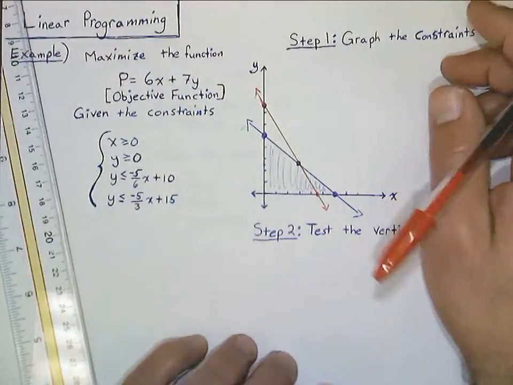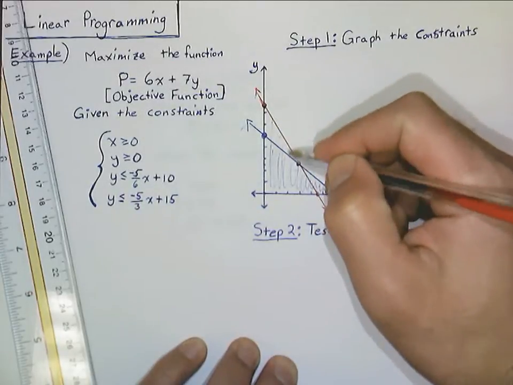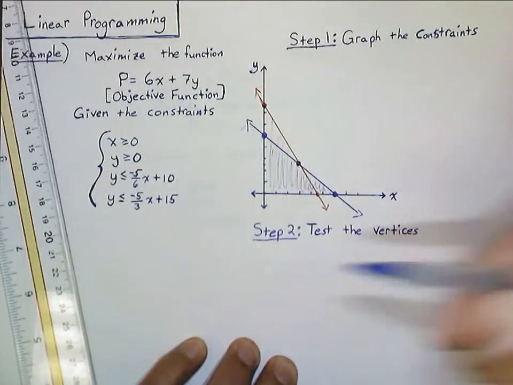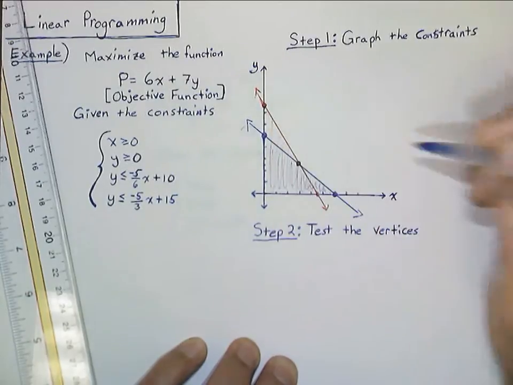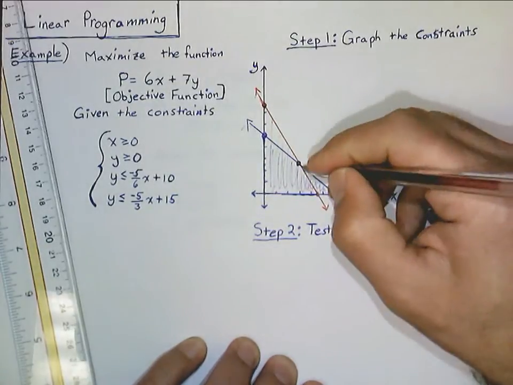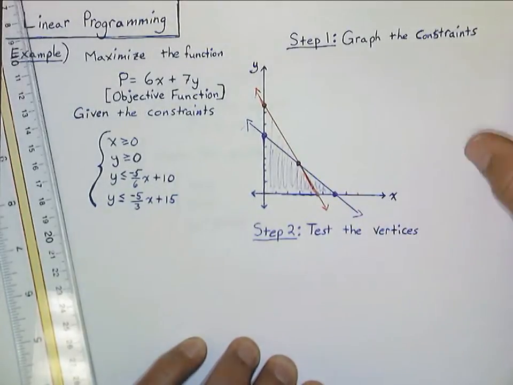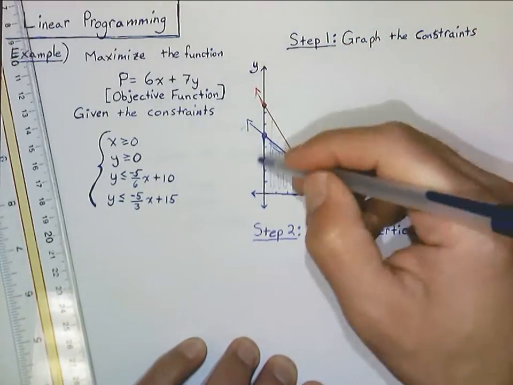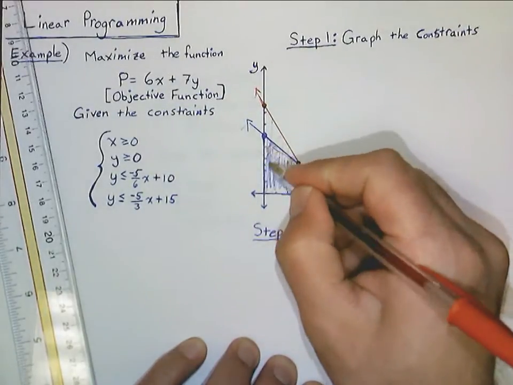And then we're going to shade below this line again because this y is less than or equal to. So we're shading everything below this line. And so the whole system of inequalities is going to be to the right of the y-axis, above the x-axis, below this section of the line right here, and below this section of this other line right here. So it's all of this stuff in this quadrilateral.